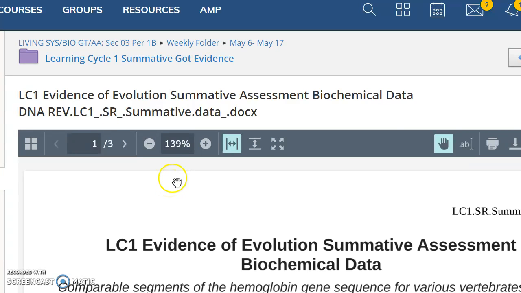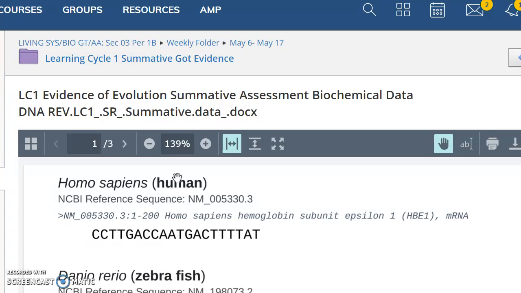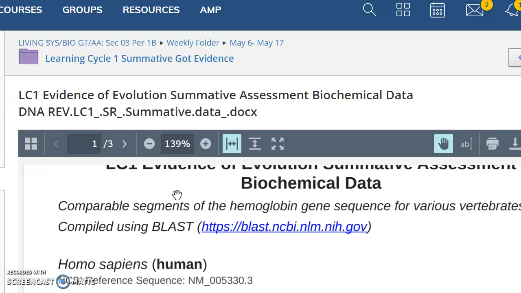This first piece is going to be your biochemical data sheet. These are the different sequences of DNA for Homo sapiens, zebrafish, and so forth. You can compare segments of hemoglobin gene sequence by putting it into this little link here. You can copy and paste, put it in, and it will also tell you some information. So that is the first part of evidence that you can use for the DNA.